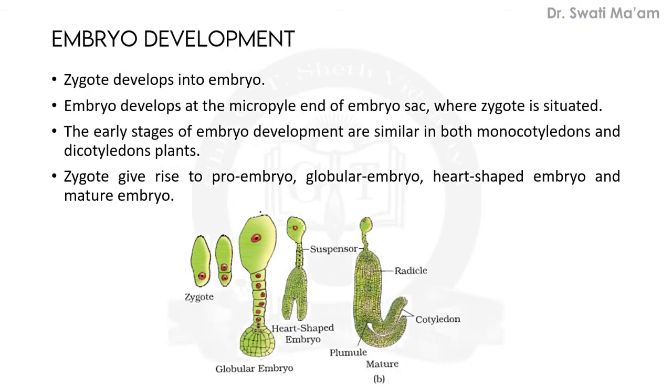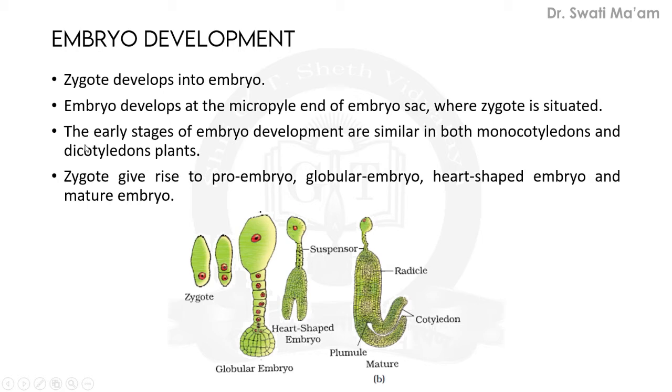Next slide, we will learn about embryo development. Earlier we saw that the zygote develops into an embryo. The zygote results from syngamy, which we understood earlier. Now let us see how the embryo develops. The embryo develops at the micropylar end of the embryo sac, where the zygote is situated, because the pollen tube enters through the micropylar end, and there, surrounded by the synergids, the egg cell is situated where syngamy occurs. So embryo development also takes place at the micropylar end.